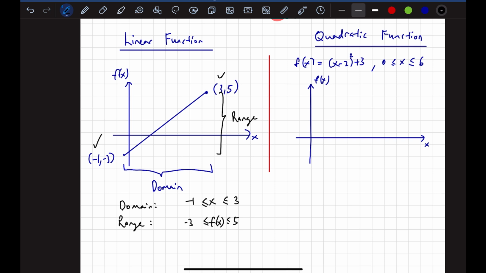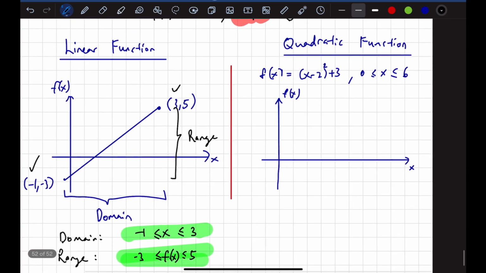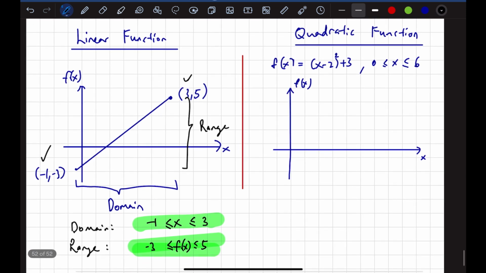Okay, so this is the format on how you will write your domain and your range. All right, so take note of that. We don't really write y in this case. We write f(x) or g(x) as your y for the range. Now, let's look at the second example of a quadratic function.